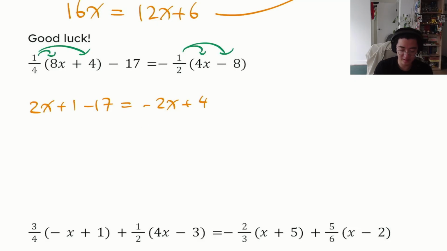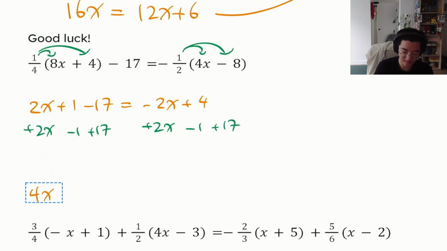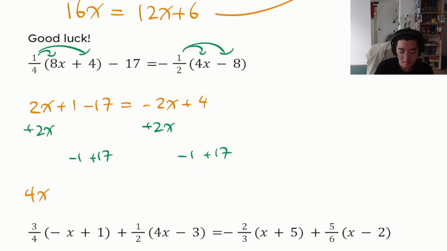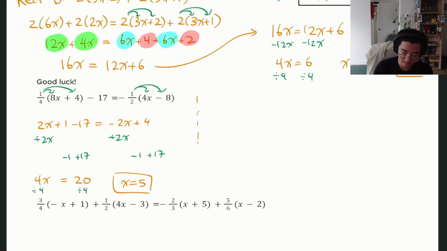Scooch the x's around, so we can move the x to the left side, and then the numbers to the right side. So this becomes 4x here. And let me move this down a bit so it's a bit more clear. Becomes 4x. 4 minus 1 plus 17 is 20. Oh, look at that, that's convenient. x is 5.